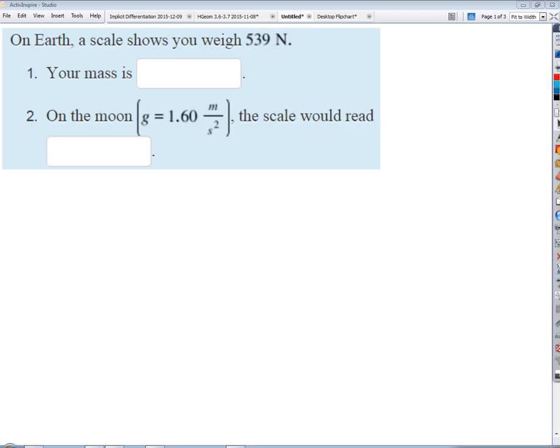Okay, let's have a look. So what about something like this? This is a good one to start with. Reminds us about something important. Okay, on Earth, if a scale shows that you weigh 539 newtons, your mass is what?